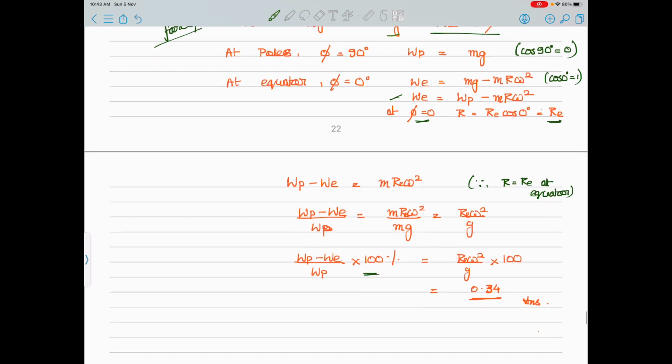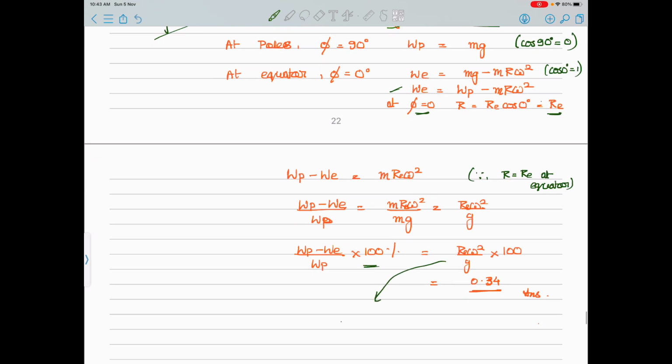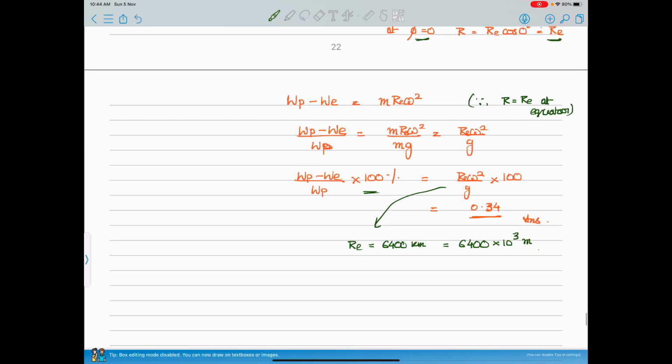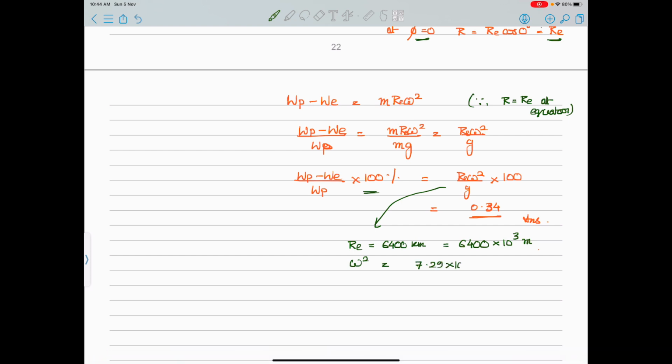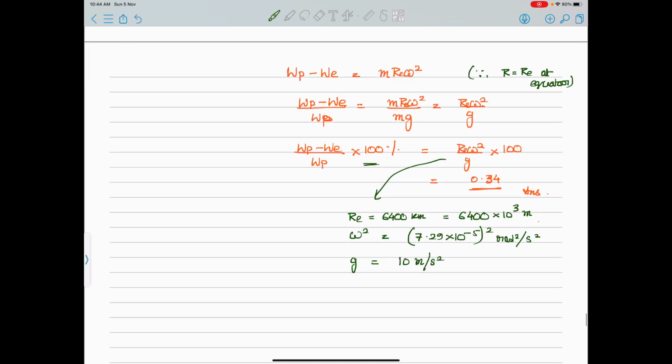And re is, let me calculate here, about 6,400 kilometers given in the question. So we can write it as 6400 into 10 cube meters. The second thing is omega square. As I have told, the omega value is 7.29 into 10 to the power minus 5 radians per second, whole square. So it's radian square per second square. And g is asked to be taken as 10 meter per second square. So if you put these values in this expression, you will get the answer about 0.34.